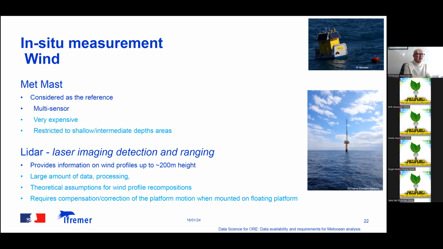And also, in the case where these LIDARs are placed on a floating structure to get closer to the production structures that are deployed, we will have to compensate or correct the influence of the platform motion on the wind measurement, and this is still relatively tricky.